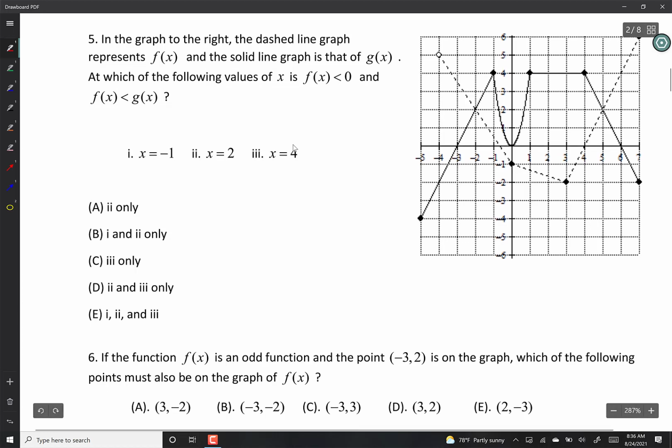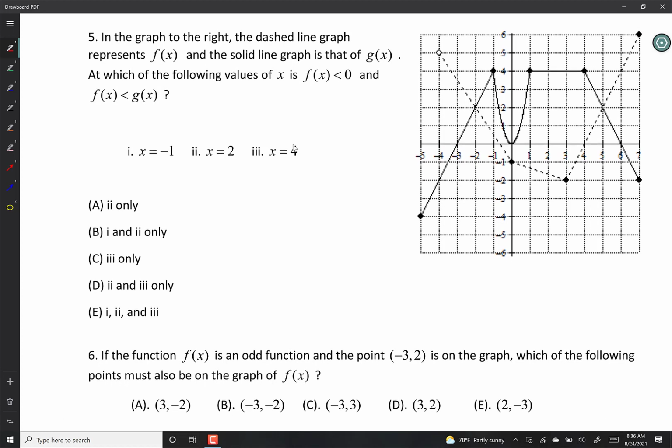All right, on this question, guys, it says, in the graph to the right, the dashed line graph represents f of x. So I have a dashed line, that's f of x. And a solid line represents g of x. So this solid line represents g of x. If you want to use different colors, go for it. Now, which of the following values of x is f of x less than 0? This is just a fancy way of saying negative. And f of x less than g of x. So I want f of x to be negative. So I'm looking between some number like negative 0.75 all the way to 4.